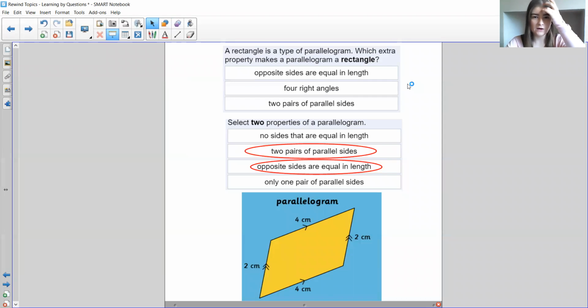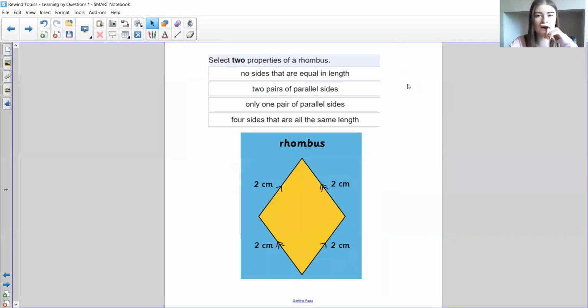There we go. Okay, so we have got a few more questions. I want you to have a read of this one and then have a go for me. See if you think you know the answer to this one. So using this picture, this diagram of a rhombus, we can work out these answers as well. So 2 properties of a rhombus, 2 things we know about a rhombus.